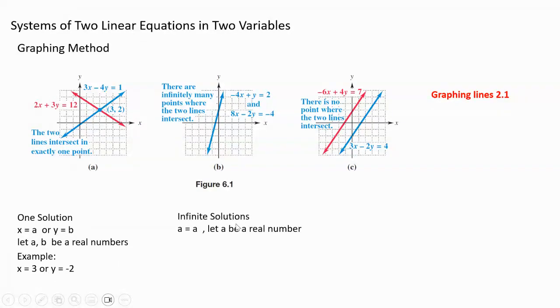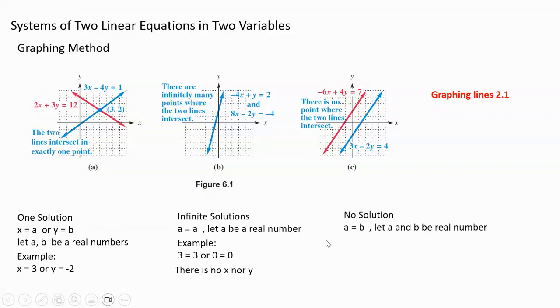-2. If it's infinite solutions, you're going to get something like a equals a. That means a number equals the same number, and if you notice, there's no x or y in the equation. They both got eliminated, but the left side and the right side of the equal sign are equal. Most of the time, it's going to be something like 0 equals 0. That means infinite solutions. And lastly, for figure C, you're going to get something like a equals b. Here I use mathematical language: a and b are real numbers, which means they can be any number.